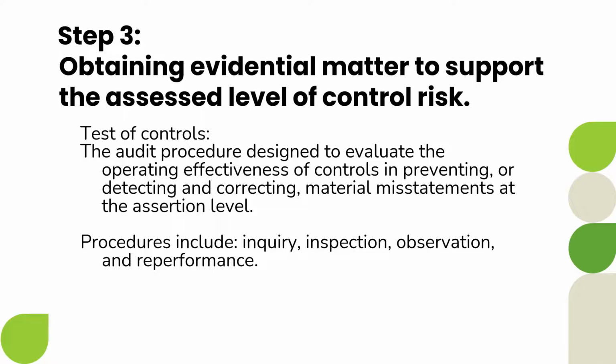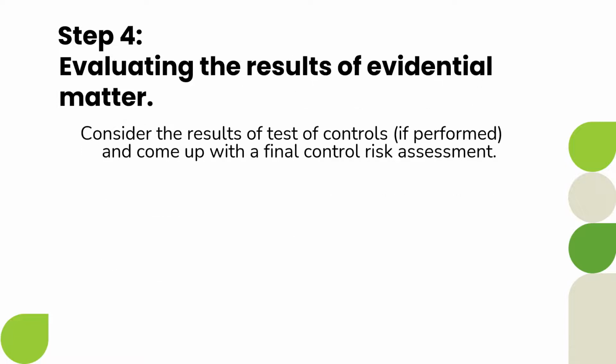And the procedures for test of controls still involve the big three: inquire, inspect, observe. They're always there: inquire, inspect, observe. But this time with the inclusion of reperformance. To reperform means to perform again, to perform again the control. So it means that the auditor performs the controls. Okay, so reperforms the controls.